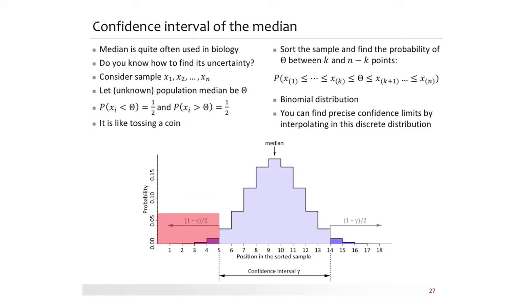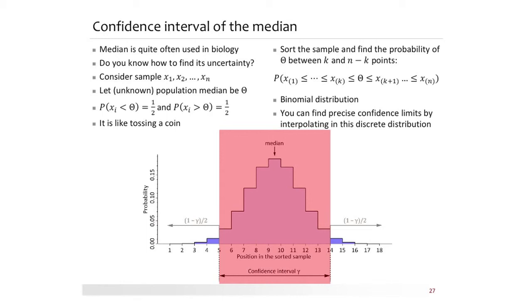So if this is 2.5%, then the confidence interval on the median is somewhere between the 5th and 14th point in the sorted sample. This is a theoretical thing. Unfortunately, because this distribution is discrete, you can't easily cut off the exact amount of probability. You might say, I want 2.5% here, but at this point it will be maybe 4%, at the next point it will be 1%, so you jump. It's a discrete distribution, so you need to interpolate, and there is a clever way of doing this.